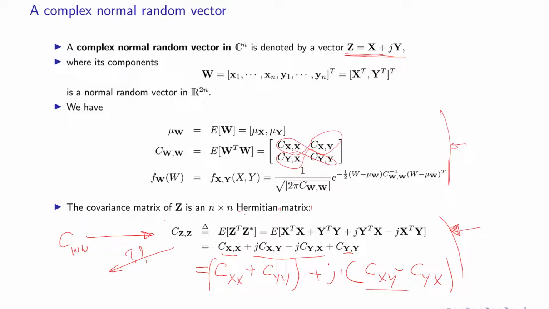There is only one exception that is interesting, and the exception is that if CXX is exactly equal to CYY, now if you have the real part of CZZ, you just divide by 2, you get CXX and CYY. We also need CXY to be equal to minus CYX. In that case, the imaginary part also, if you divide by 2, you get that. In that case, the information in CZZ is identical. These two conditions are called the circular symmetry condition.